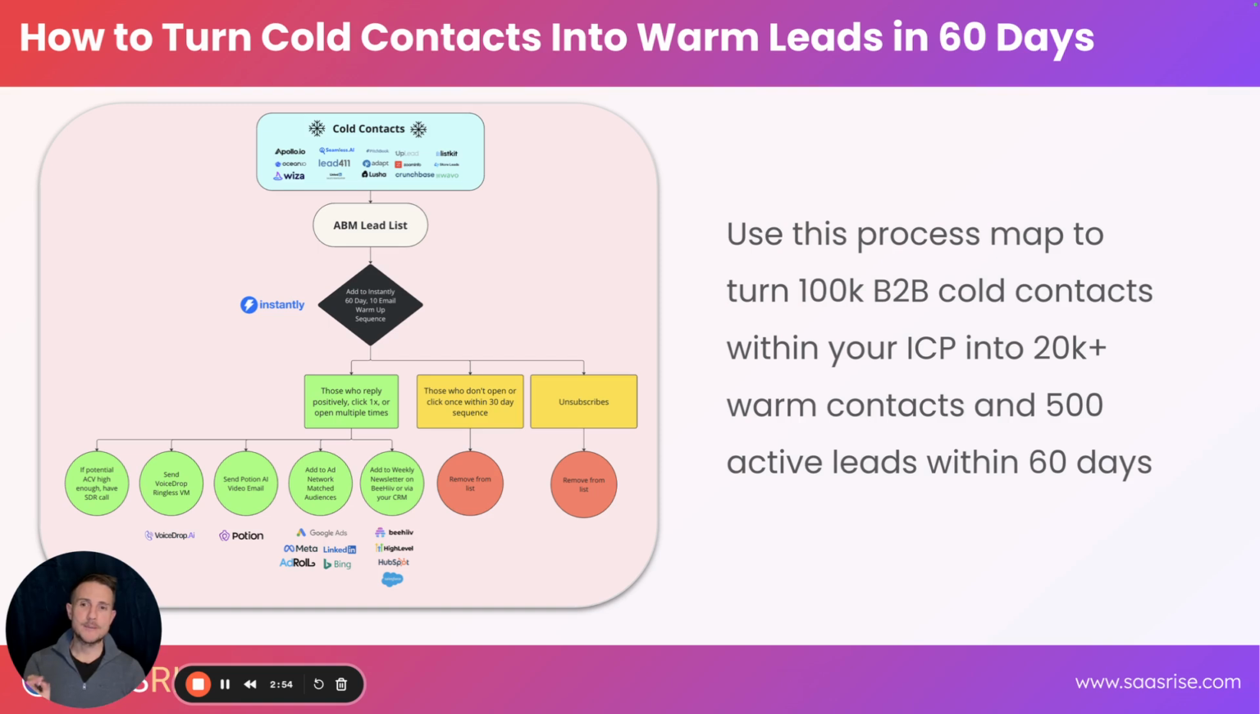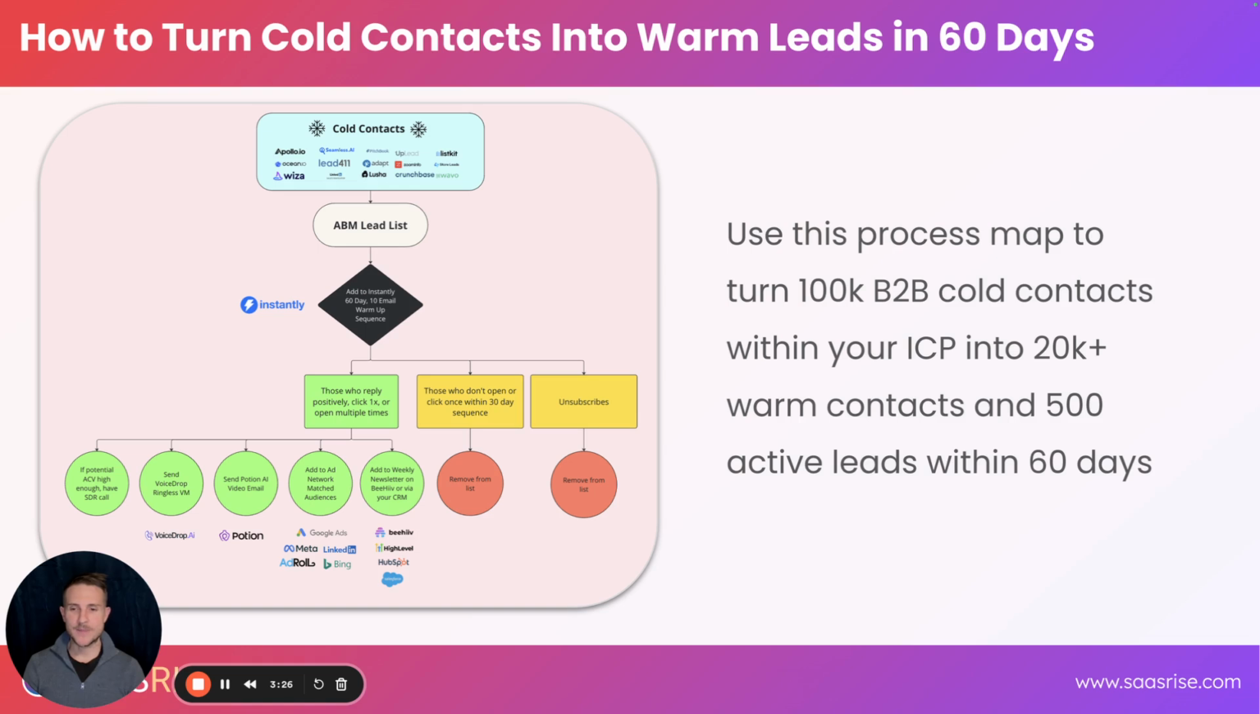And those who reply positively, those who click, those who actually reply to the email, those who open multiple times, those are the people that you want to definitely add into your ad network matched audiences so you can show ads to. And you want to be able to do other things like send video AI emails using Potion. You do voice drop for ringless voicemails if you have the phone numbers. And if it's a high enough ACV, then you can have your SDR call them. If it's even higher ACV, 50K and up, you can do field sales or send them individualized FedEx gifts with their mailing address.